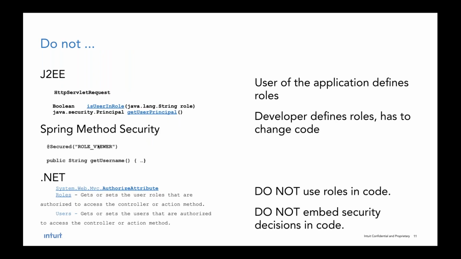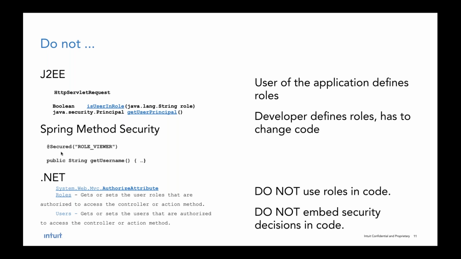So let's talk about the traditional way to do it. This is also evident in some of the standard APIs. If you look at J2EE, you would see there is an API like isUserInRole, which takes a role and returns a boolean, and you would see that your code is spread with this kind of check. There is also getUserPrincipal, and making decisions based on the user's principal.